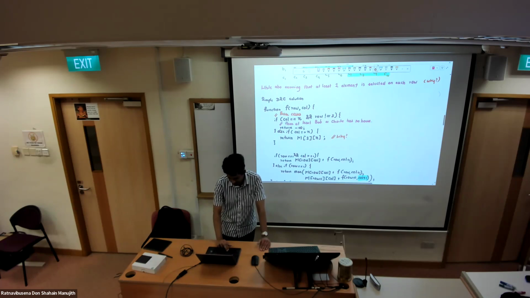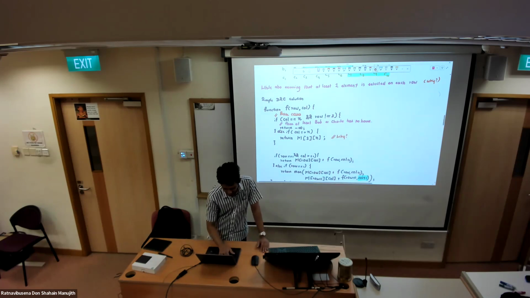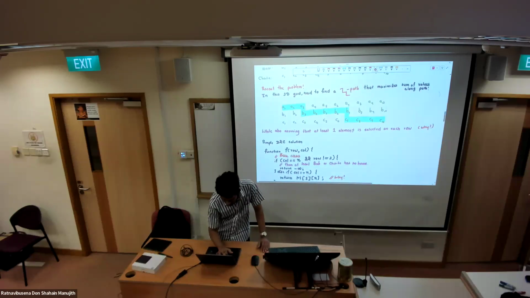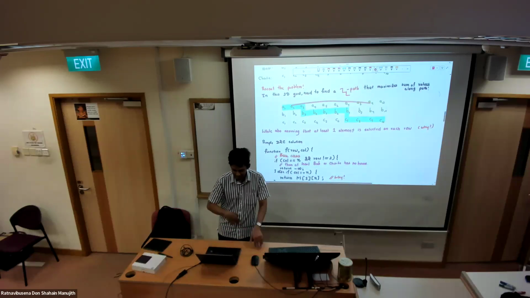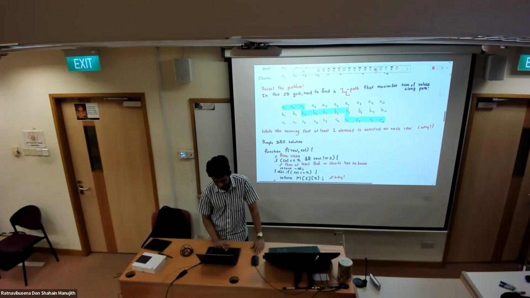Oh, I did make a mistake. Why is that? No way. Here, if row is 1, that means you're from here to here. Maybe I drew it wrong, but I thought about it and I did the correct thing.